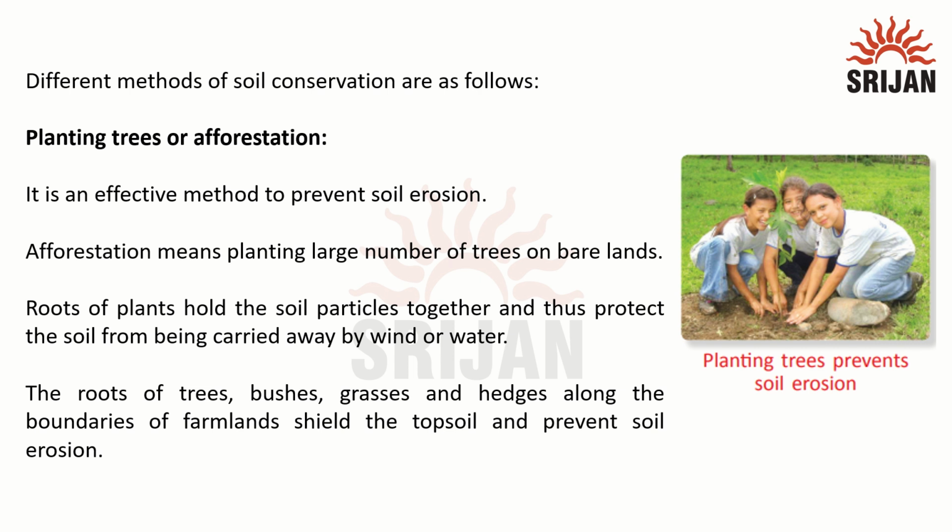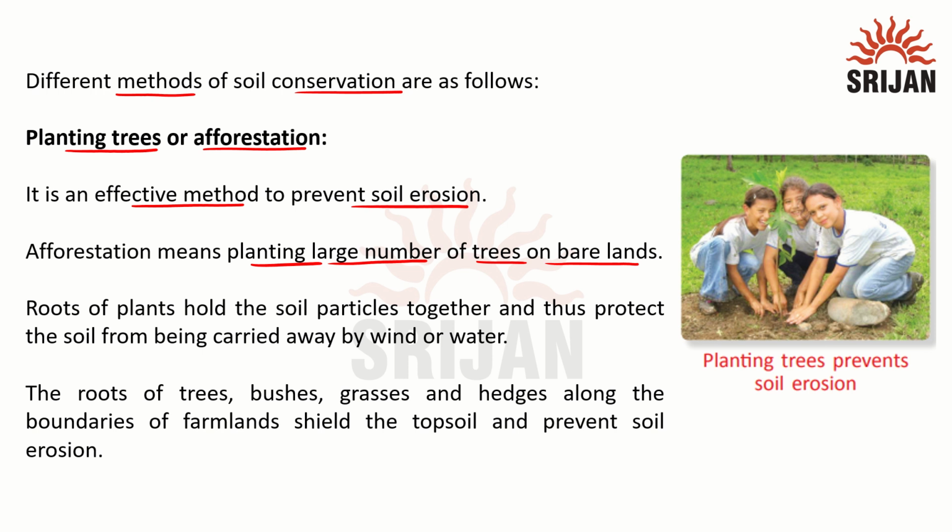Now this can be done by different methods. So the different methods of soil conservation are as follows. The first method is known as afforestation, or commonly we can address it as planting trees. This is an effective method to prevent soil erosion. Basically, we can plant a large number of trees on bare lands, and that process is known as afforestation.